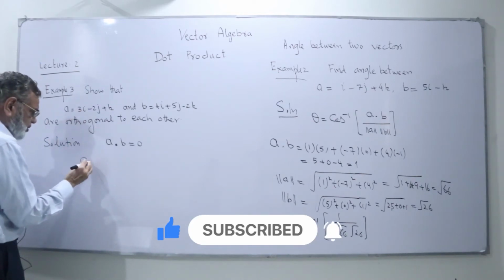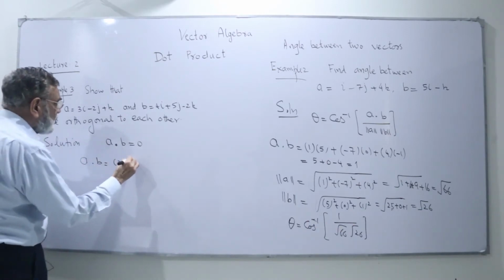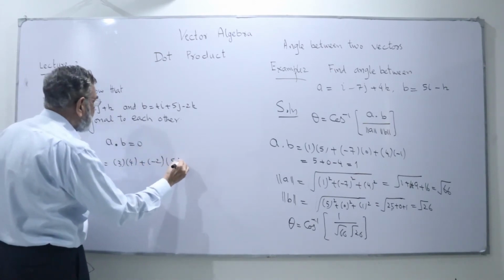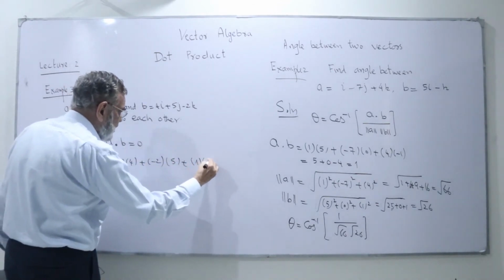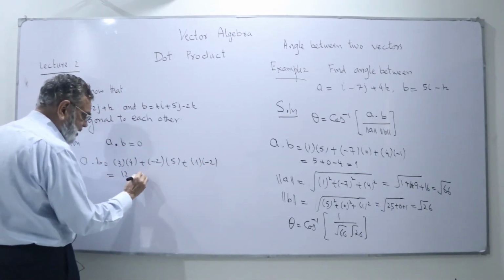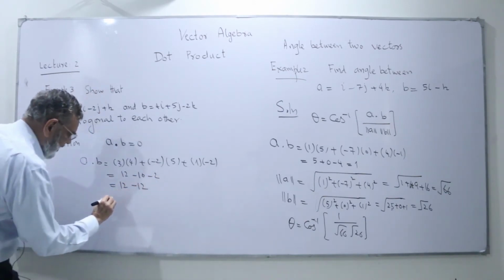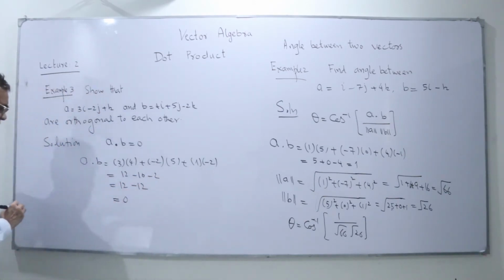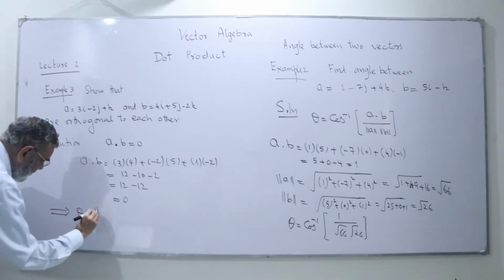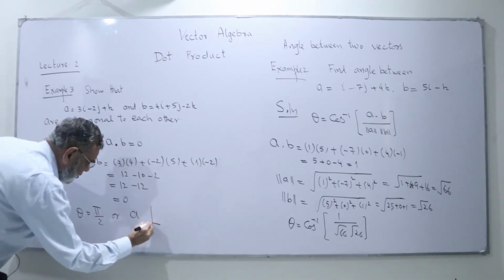A dot B is equal to A1 B1, which is 3 into 4, A2 B2 is minus 2 into 5, then A3 B3 is equal to 1 into minus 2. So we multiply them and add them: 12 minus 10 minus 2 is equal to 12 minus 12, and we get this equal to 0. When it's equal to 0, this means the angle between these two is equal to pi by 2. I will say that A is orthogonal to B.